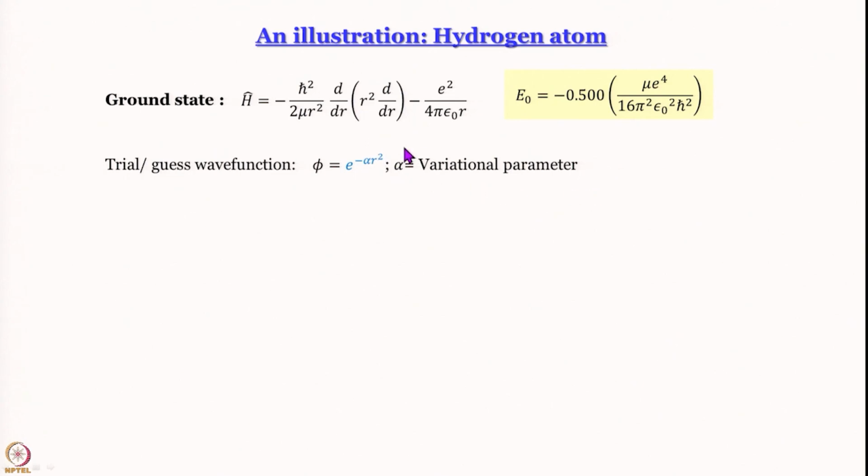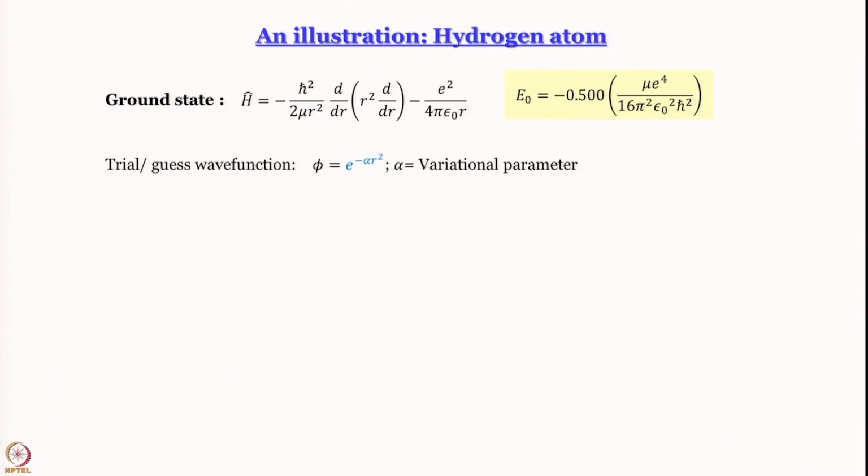And why am I choosing this e to the power minus alpha r square all of a sudden? Two reasons. First of all, this is a well behaved wave function, is it not, because it goes to 0 at r equal to infinity. It is a Gaussian function. Secondly, I am cheating a little bit because I already know the solution. I know what the 1s wave function is, that is e to the power minus kr sort of. It is an exponential decay. So, Gaussian decay and exponential decay, how different are they?